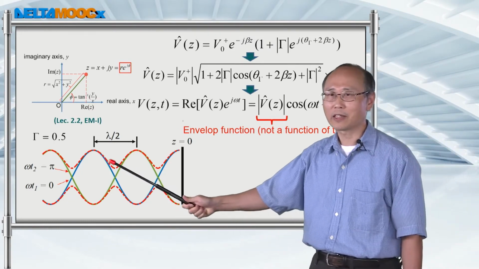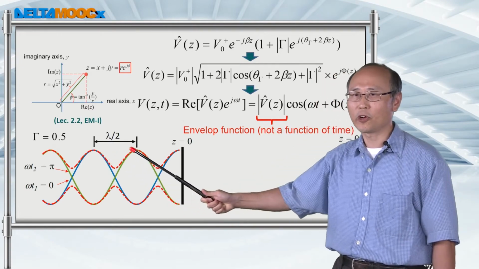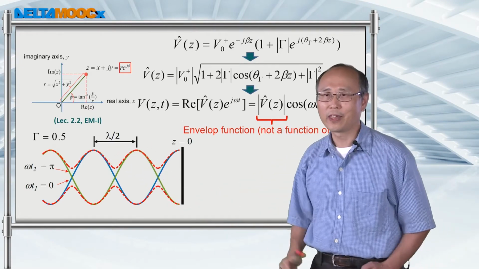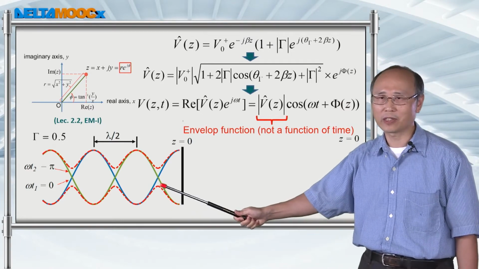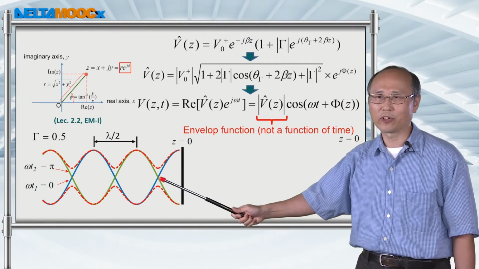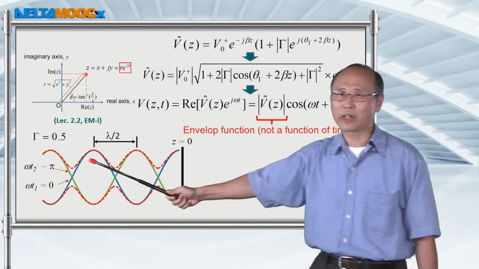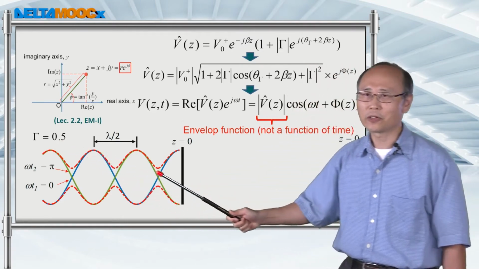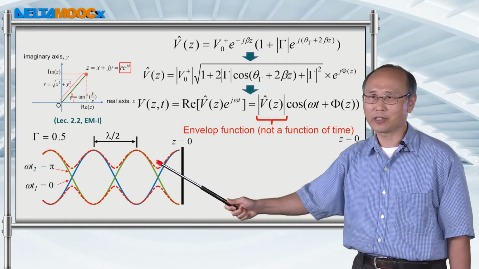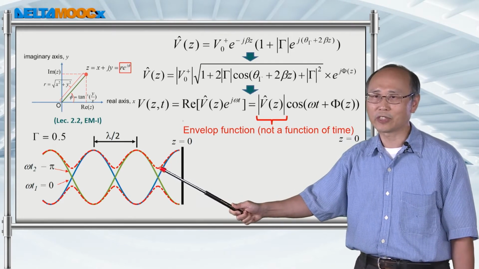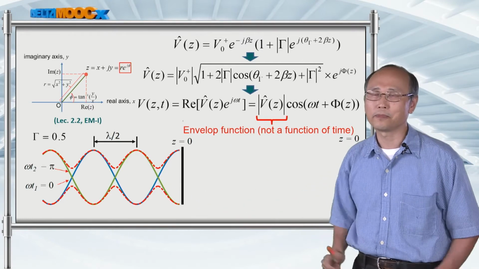And you can see that the envelope function has a periodicity of half wavelength. And so you can recognize that this envelope function basically is the standing wave envelope. Because I only have 50% reflection, this is not a 100% contrast standing wave. So you can see that the minimum point of this envelope does not drop to 0.